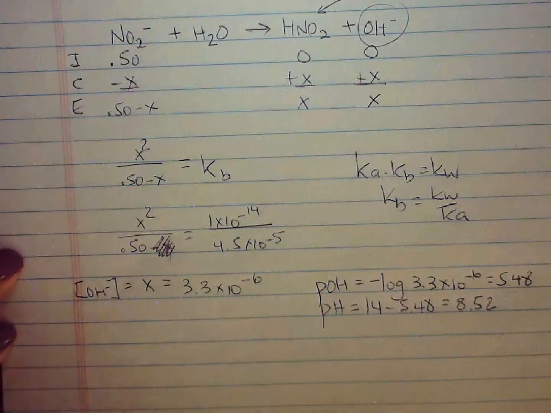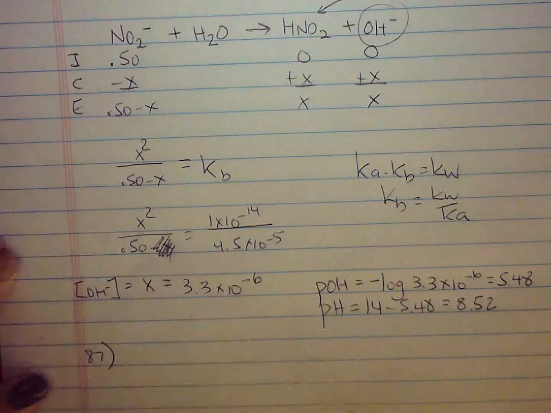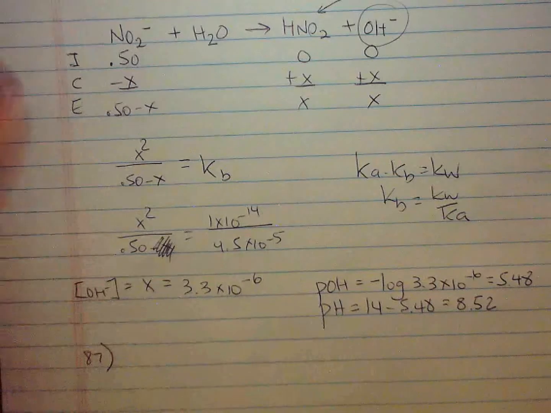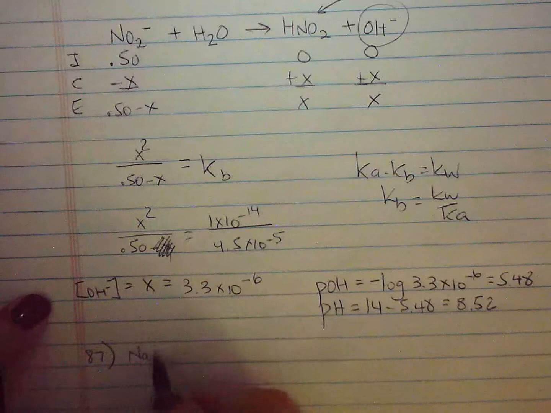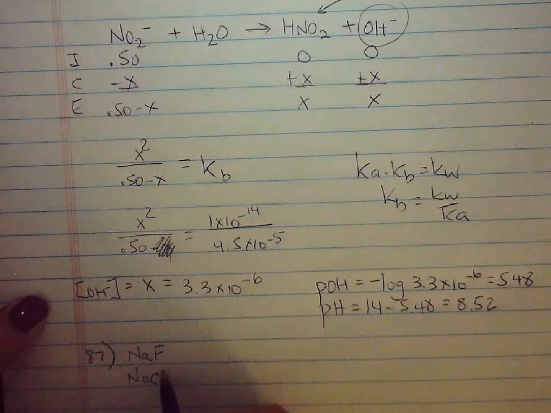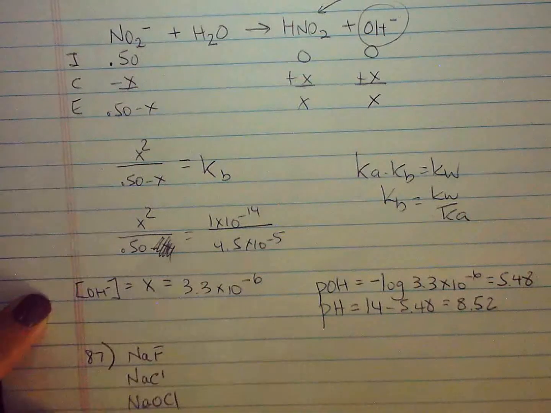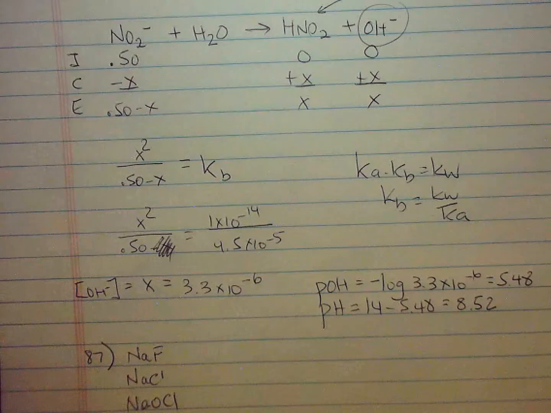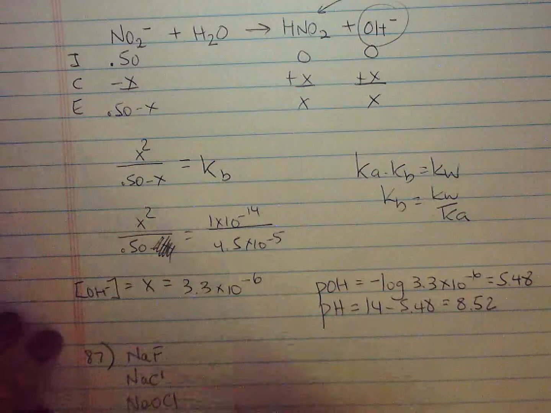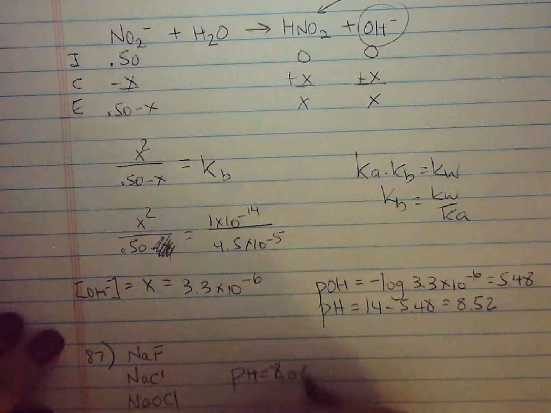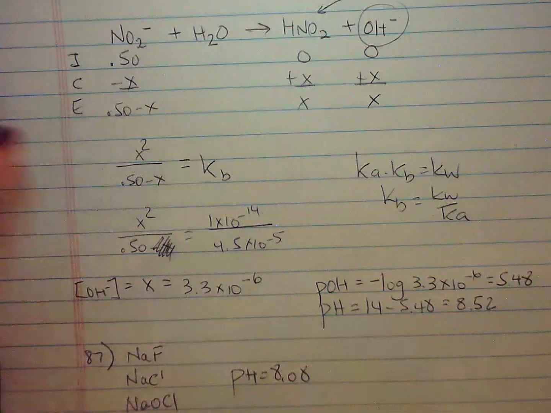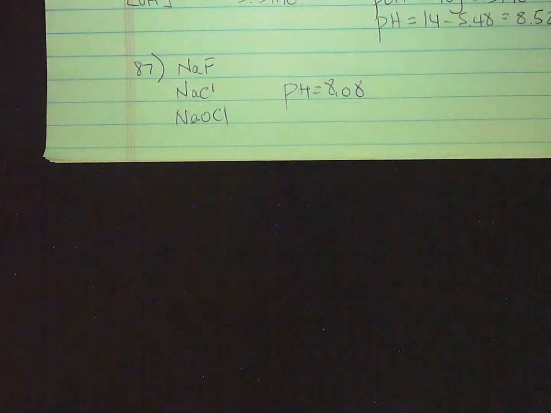Let's take a look at question number 87. Question number 87 tells me that I have 3 salts, NaF, NaCl, NaOCl. They're telling me that when you take 0.05 mole of the salt and dissolve it in water to form a 0.5 liter solution, the pH of the solution is 8.8, or 8.08, I'm sorry. Which of the salts do they use? We're not going to do any math whatsoever. We're going to do this entirely qualitatively.